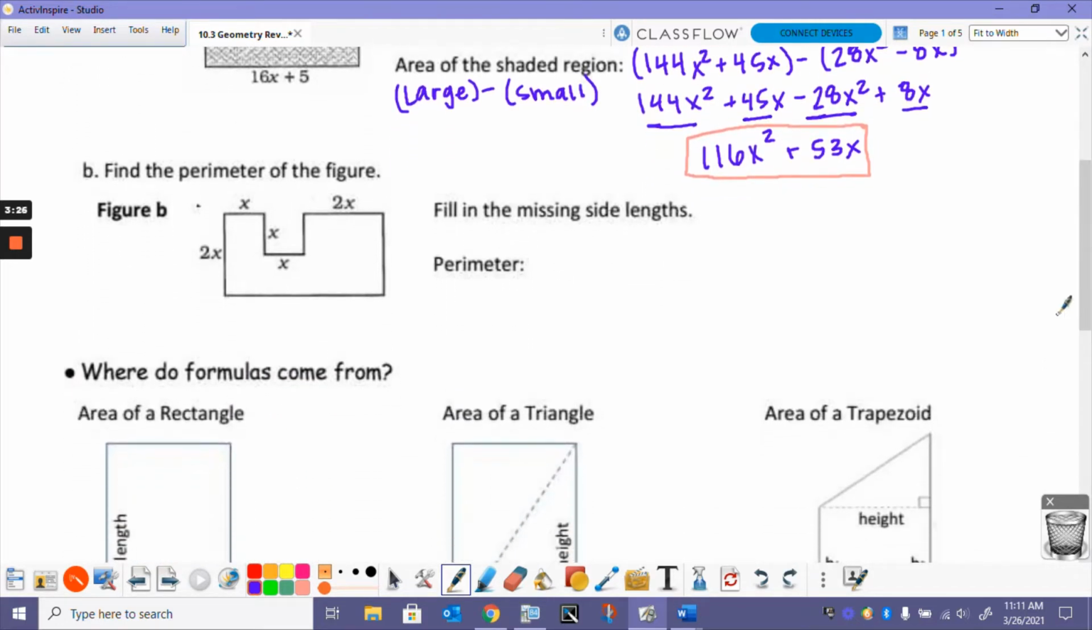All right, let's look at B. So B says to find the perimeter of the figure. So hopefully we know that for the perimeter, we're just going to add all of our sides.